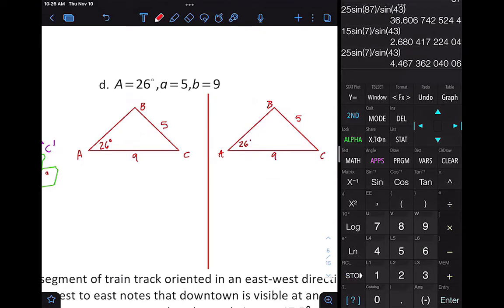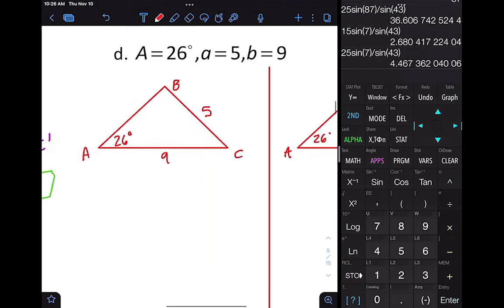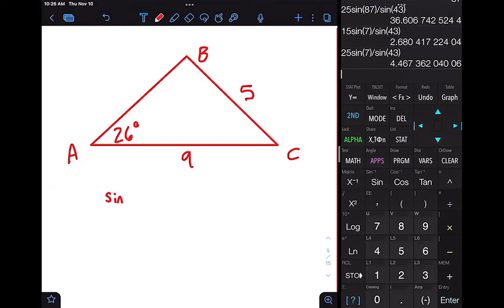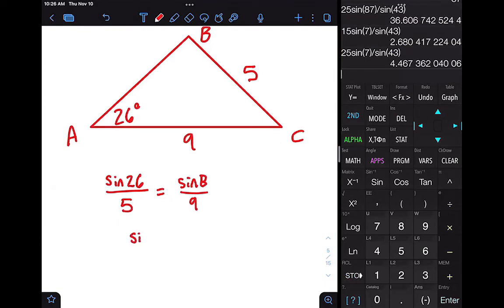How do we find angle B first? Law of what? Law of sines. Here, I'll keep it the same color. That'll be sine of 26 to 5, and then sine of B to 9. Then you will cross multiply, and when you're finding an angle, sine inverse. I don't like to store decimals and write down things, so sine inverse, and then 9 sine 26, and then we would go back and divide by 5.